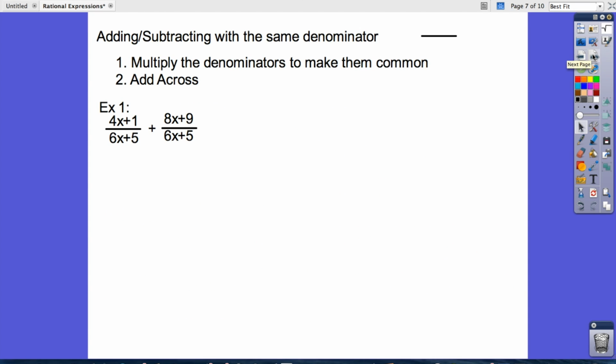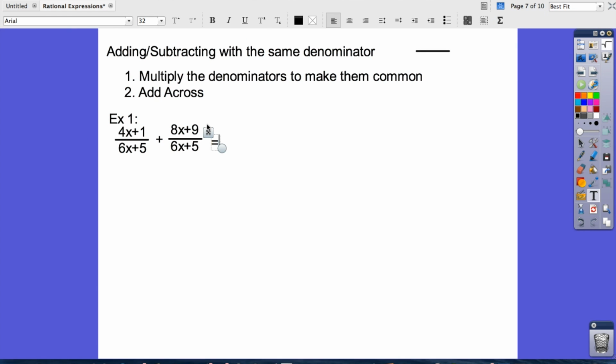Now for adding and subtracting numbers with the same denominator, it should be pretty easy. If you have the same denominator, you're just adding them across. So you'll notice in step 1 it says multiply denominators to make them common. If they're already common, again, you're just adding across.